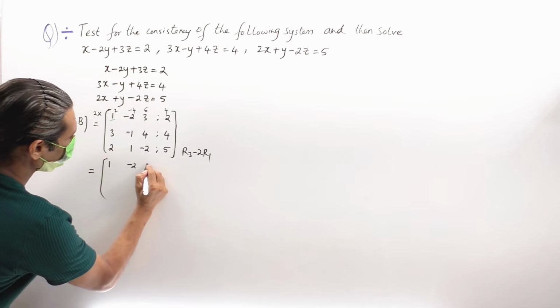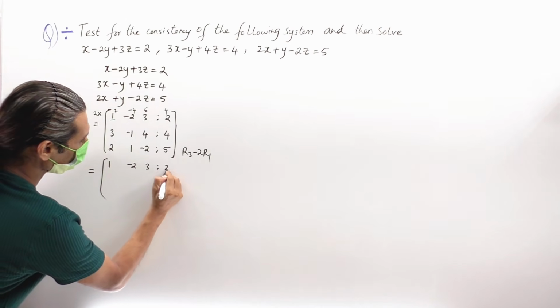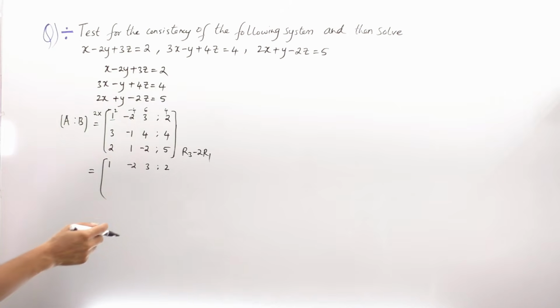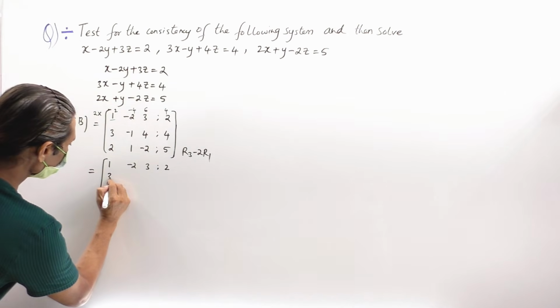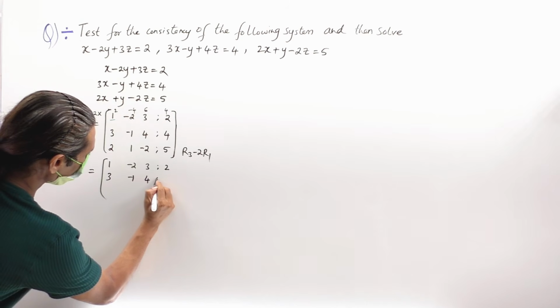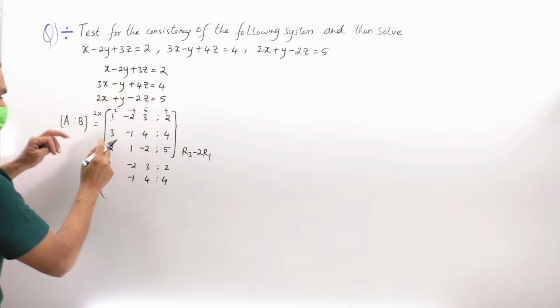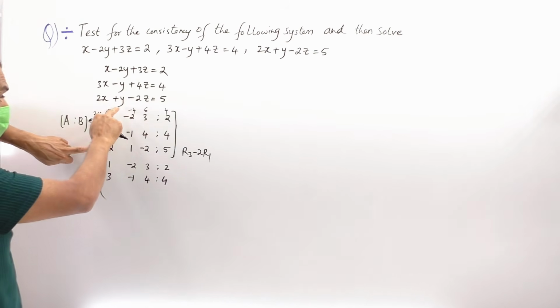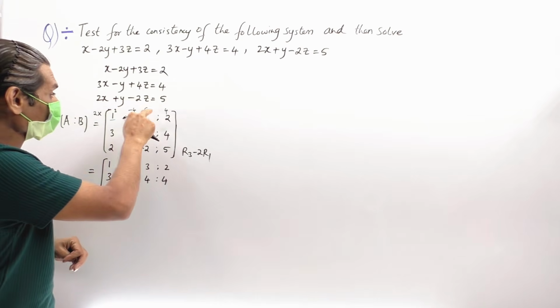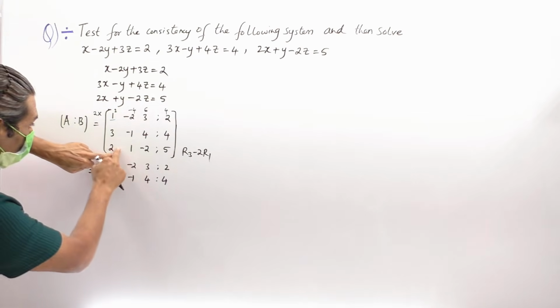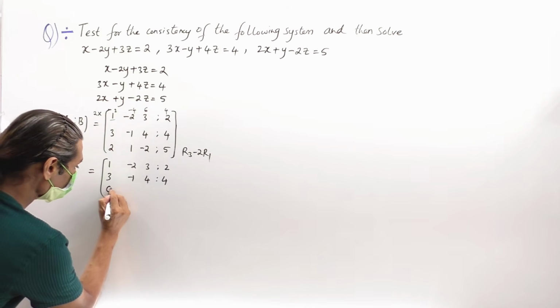1, minus 2, 3 and 2 as it is, because when a row is multiplied by a scalar or divided, it remains the same. Then 3, minus 1, 4 and 4 as it is. Now see this operation. I have written it at the top here. I need to use these numbers: 2, minus 4, 6 and 4. Okay, 2 minus 2 is 0.